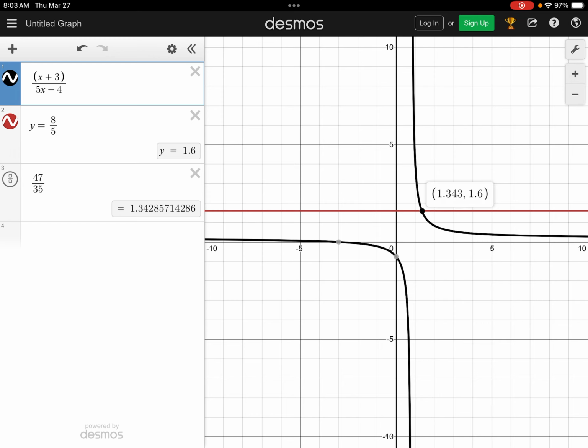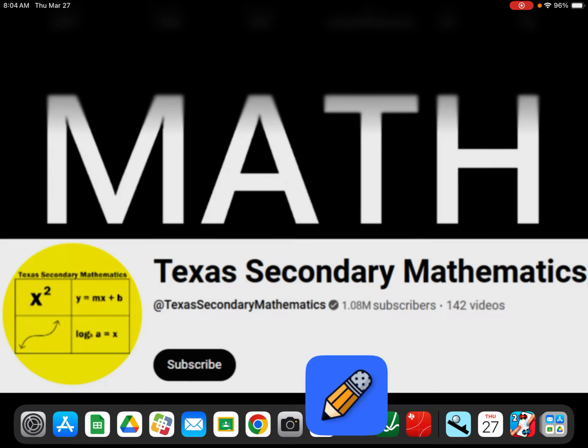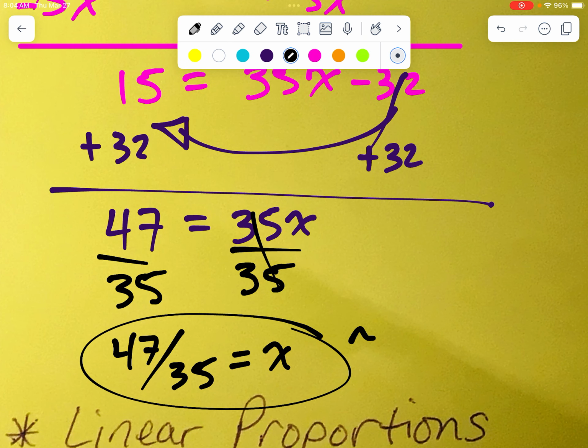Let's look for the intersection. The intersection is 1.343. And you can see that the fraction 47 divided by 35 is 1.3428. That 8 makes that 2 round to a 3. That's what Desmos is doing. It's rounding. So our answer is about 1.343.